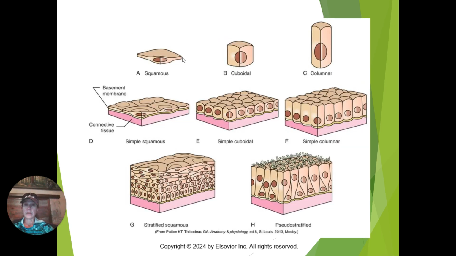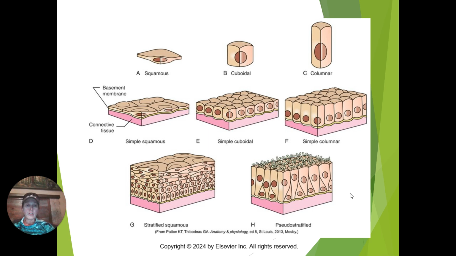So our squamous epithelium, again, these are the flat ones. Cuboidal are square, columnar are tall. These three illustrations all demonstrate a simple layer of each. And this bottom illustration represents a stratified or multi-layered portion of your epithelium.